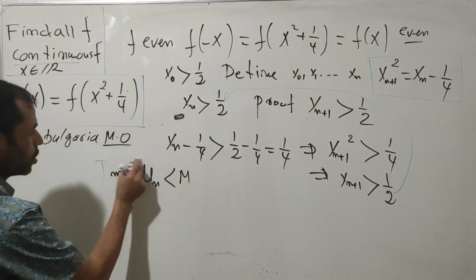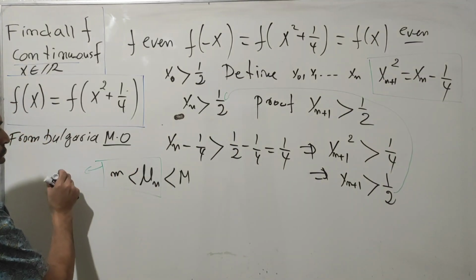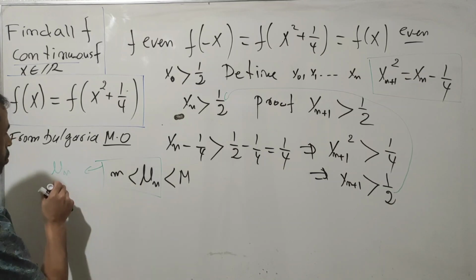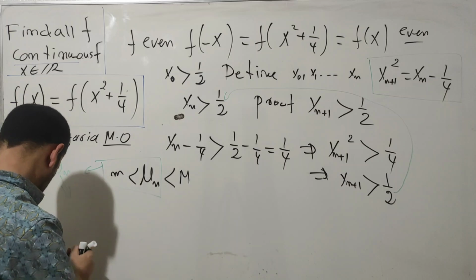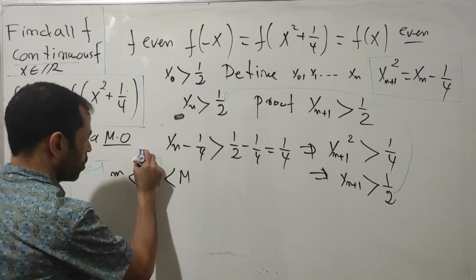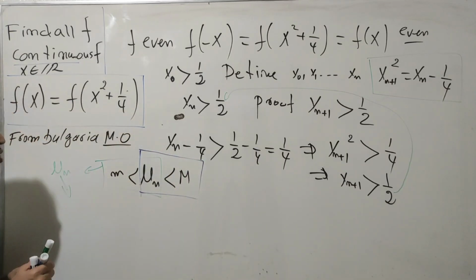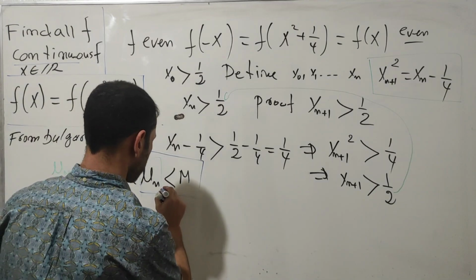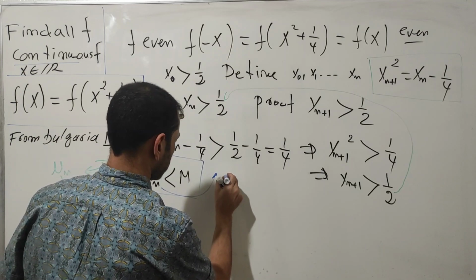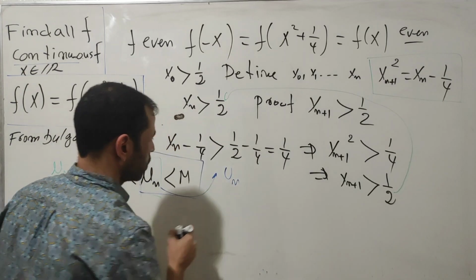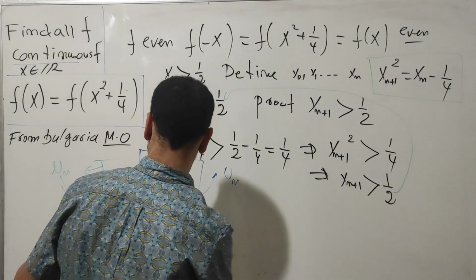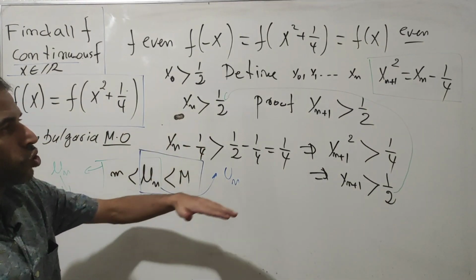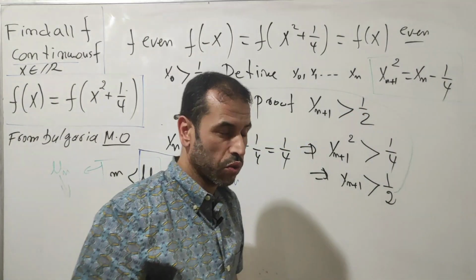If we are using this condition, it means you are going to prove this sequence un is a decreasing function. If you are using this inequality, un is strictly inferior to m, okay? Which means un will be an increasing function, okay? So in our example, we are going to use this one. Now we need to show this one is a decreasing sequence, okay?